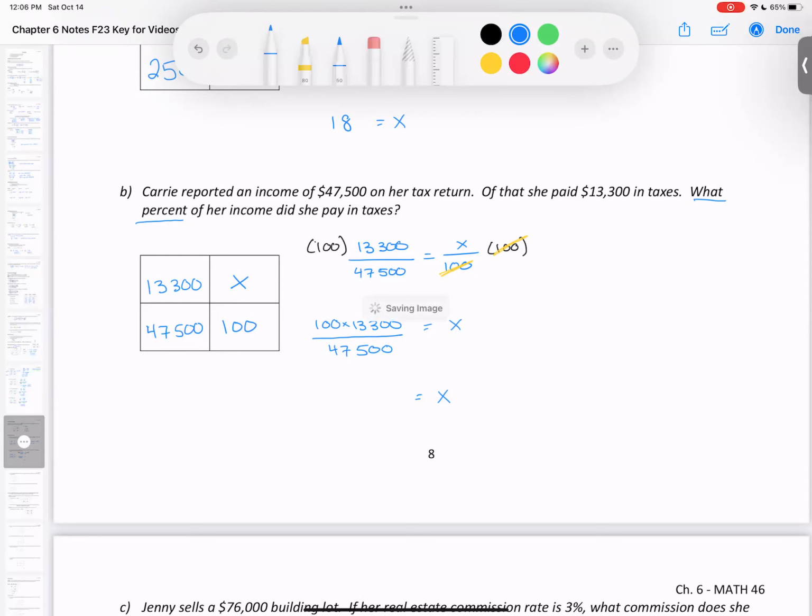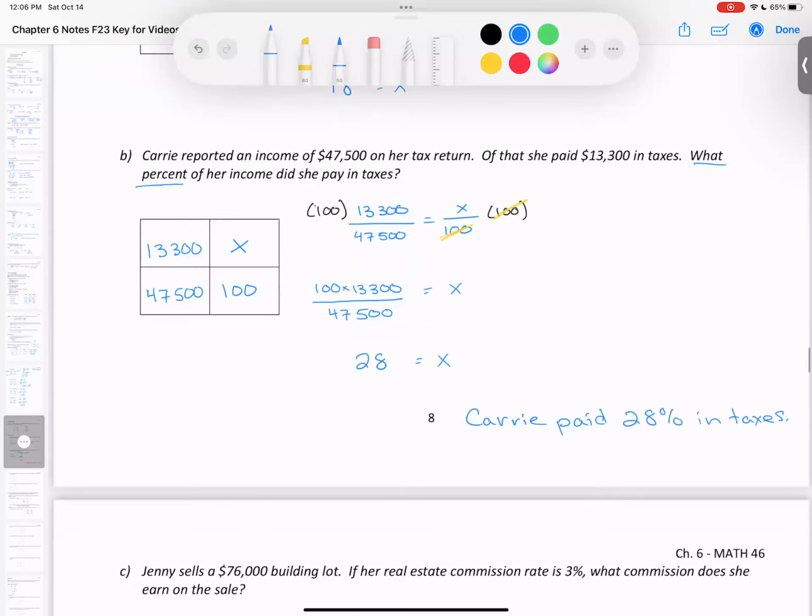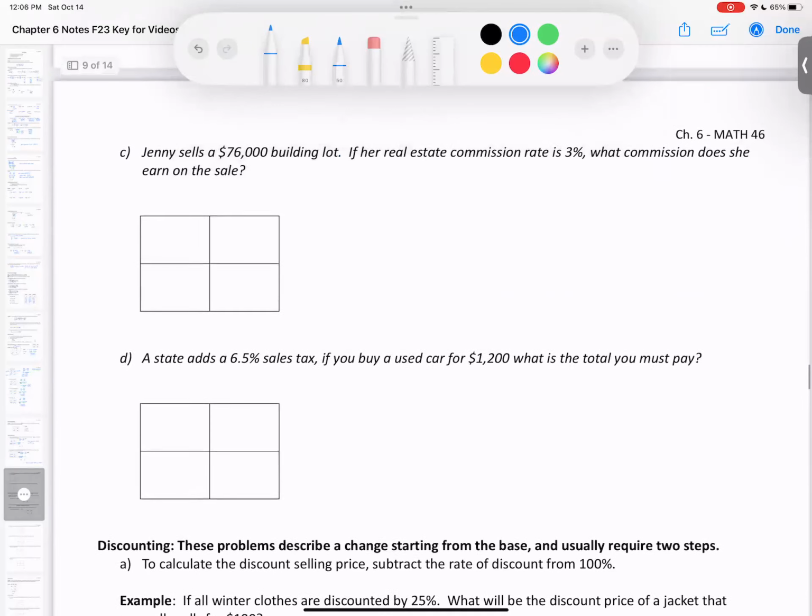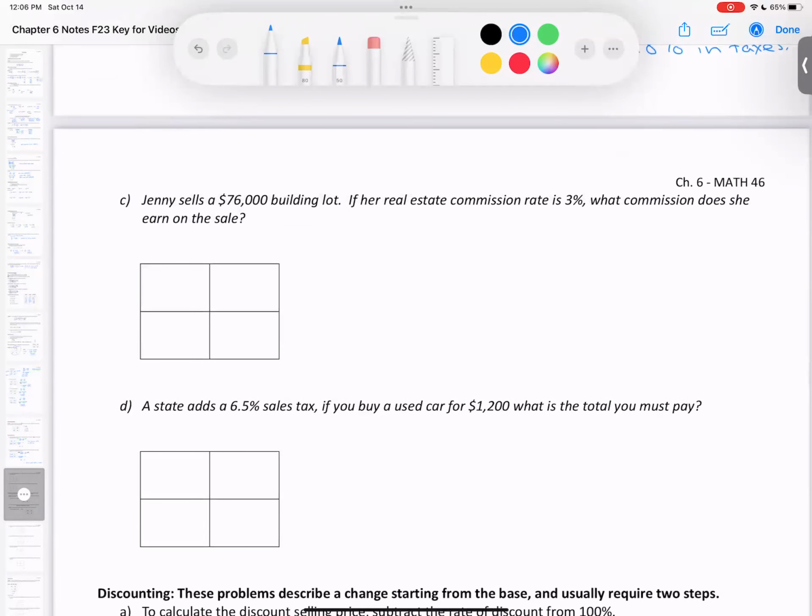And so I get 28. So Carrie paid 28% in taxes. Okay. All right. Take a look at these next two. Pause the video and see if you can solve those.